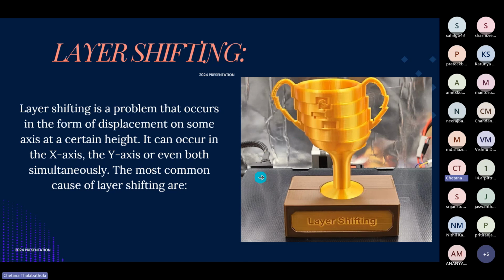And why does layer shifting happen? Can anyone say? Why do you think layer shifting happens? Because of misalignment. Misalignment. Yeah. Incorrect slicer settings. When you are planning to print something, when you don't put the correct amount of parameters in your settings, layer shifting happens.